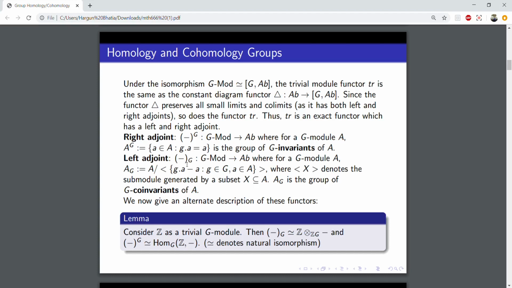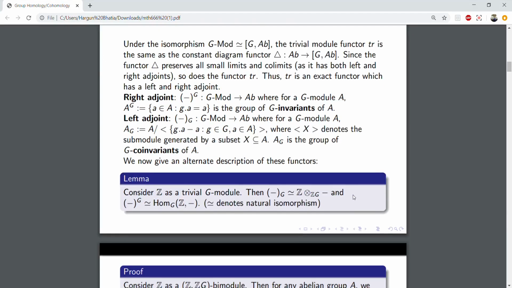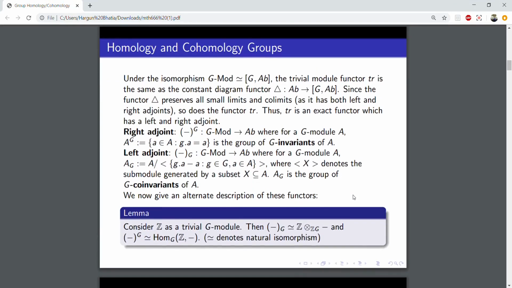Similarly, the left adjoint takes a G module and quotients it by the submodule generated by the set g dot a minus a, for g in G and a in A. So look at this set, take the submodule generated by it, and the quotient is the so-called G coinvariants of A, and this is the left adjoint. It's very easy to check that these are the left and right adjoints just by explicitly looking at the Hom bijections.